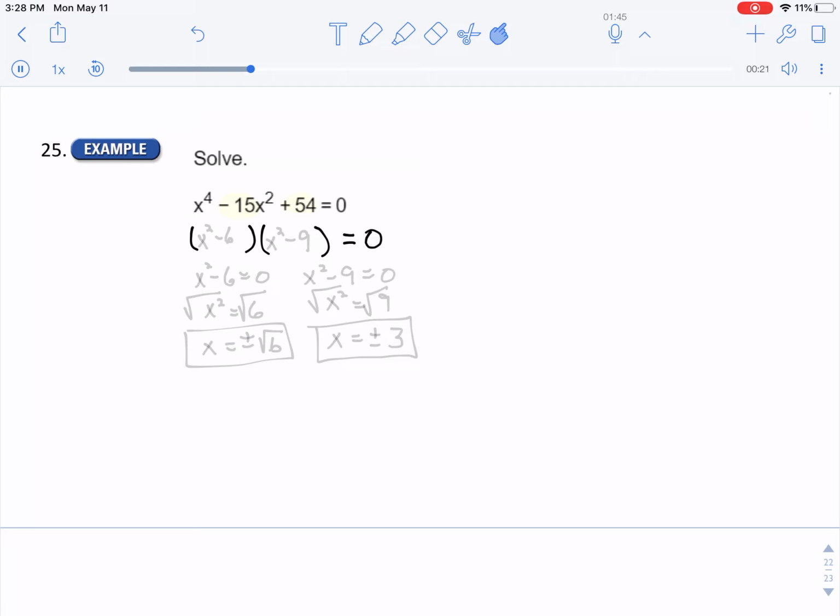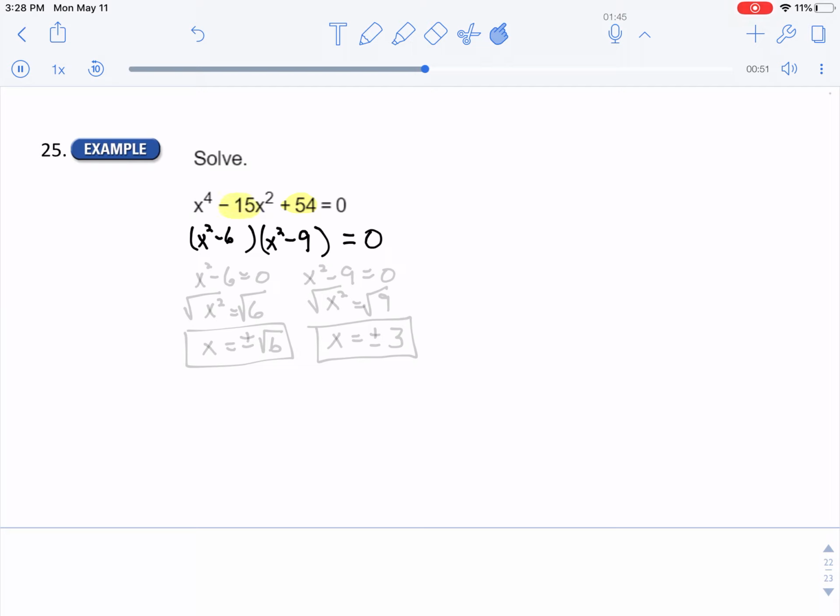And we're going to say, okay, what's the square root of x to the fourth? Well, that's x squared, so we put an x squared here and an x squared here. Now we need two numbers that when we multiply them we get a positive 54, and when we add them we get a negative 15. So that will be a negative 6 and a negative 9, because negative 6 times negative 9 gives us this positive 54, and a negative 6 plus a negative 9 gives us this negative 15.